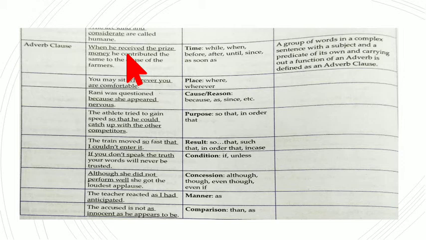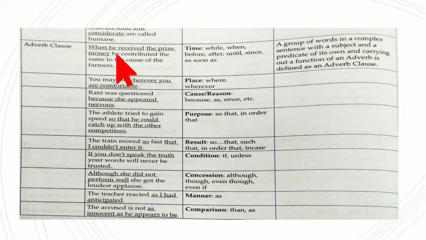Now, "when he received the prize money", we are first of all bifurcating the sentence. Then "he distributed the same to the cause of the farmers." From "he" till "farmers", this is the main clause. Why? Because this is a complete sentence. It has a subject, he, and then the rest is the predicate. Subject and predicate make it a complete sentence. And the rest, "when he received the prize money", is the subordinate clause.